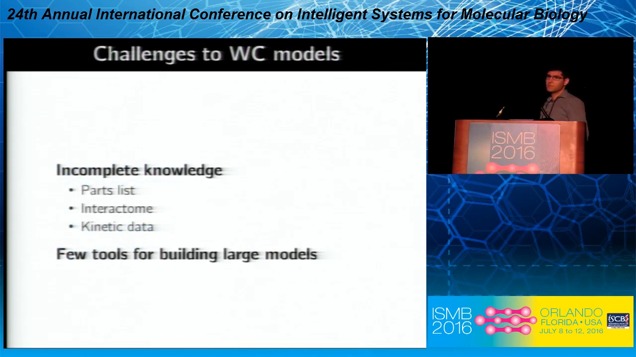So people have been interested in whole cell models for a long time, and there's been, I think, two major challenges which have limited progress in whole cell models until recently. The first is we have incomplete knowledge about biology. We still don't have complete part lists, although we're making a lot of progress. We don't know how all of the parts interact with each other, and we certainly don't have kinetic data describing every aspect of cellular systems. And the second major limitation, I think, that's prevented progress for a long time is that we've had few tools for building very large-scale models.